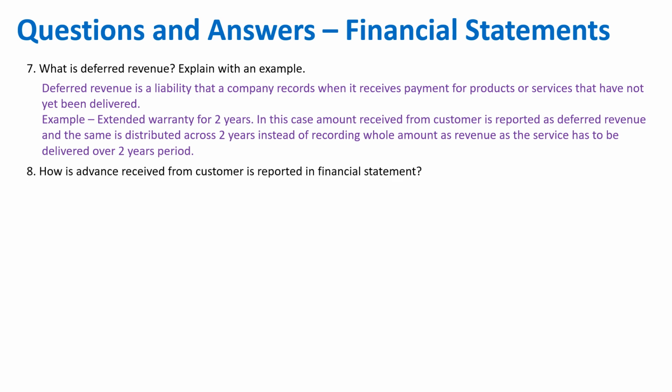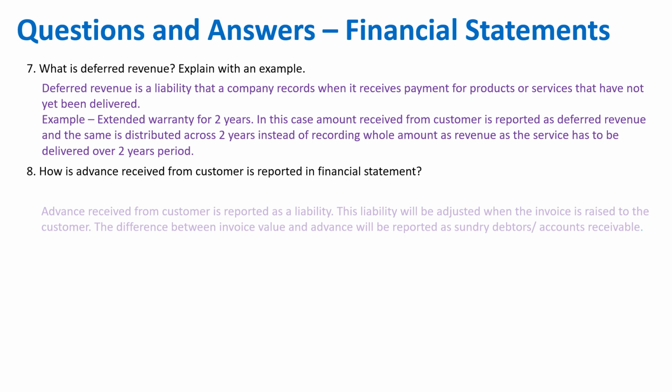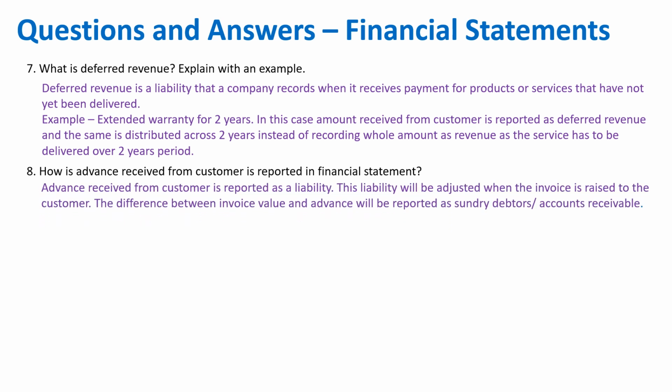Question number 8. How is advance received from a customer reported in the financial statement? Advance received from a customer is reported as a liability. This liability will be adjusted when the invoice is raised to the customer. The difference between invoice value and advance will be reported as sundry debtors or accounts receivable.